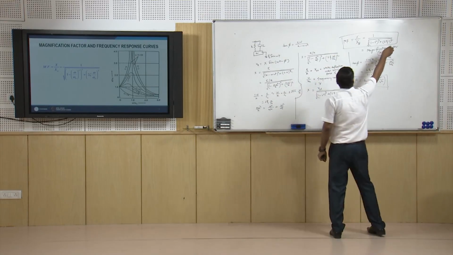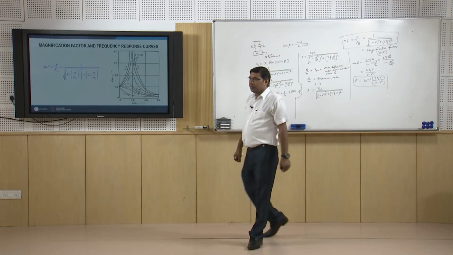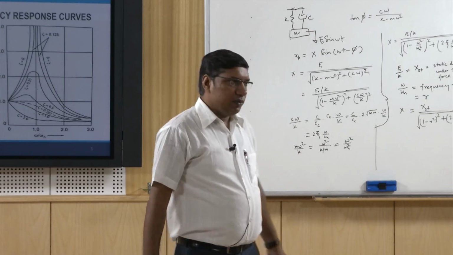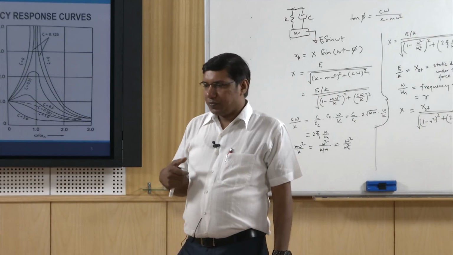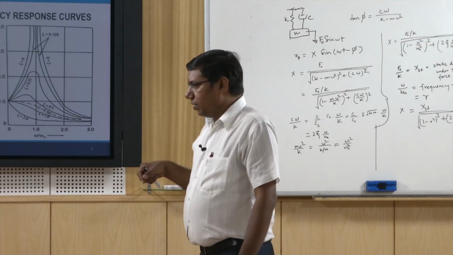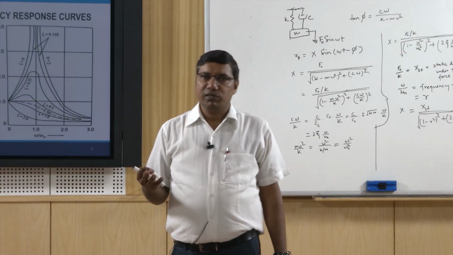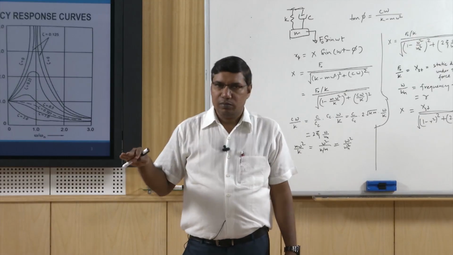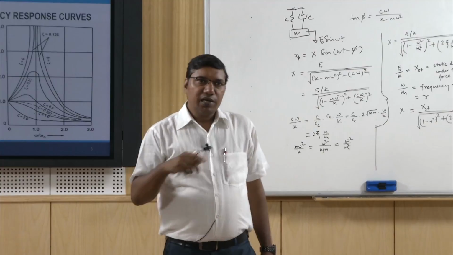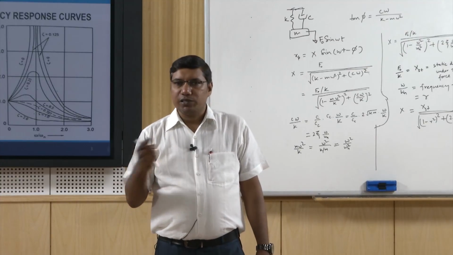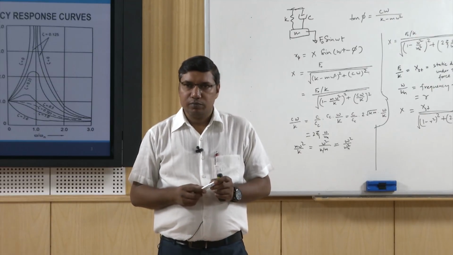So this magnification factor is a function of r and zeta. Zeta is the damping factor and r is the frequency ratio. It means that for any given damping, if we change the r, meaning we change the ratio of the force frequency upon the natural frequency of the system, we will get a curve for different r for one damping factor. Similarly, if we take several damping factors, we will get a group of similar curves.